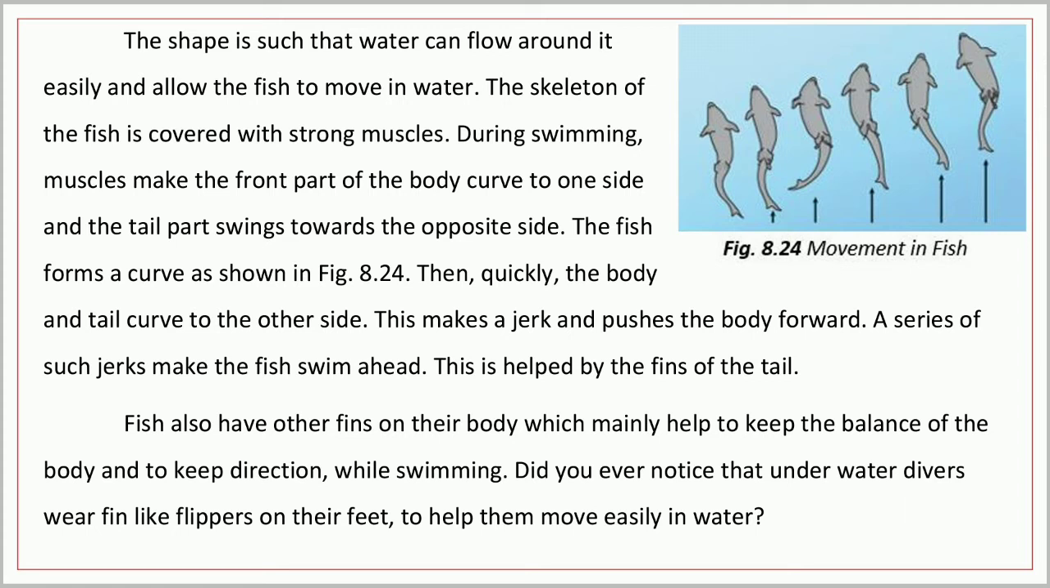The skeleton of the fish is covered with strong muscles. During swimming, muscles make the front part of the body curve to one side and the tail part swings towards the opposite side. The fish forms a curve as shown in figure 8.24. Then quickly the body and tail curve to the other side. This makes a jerk and pushes the body forward. A series of such jerks makes the fish swim ahead. This is helped by the fin of the tail.